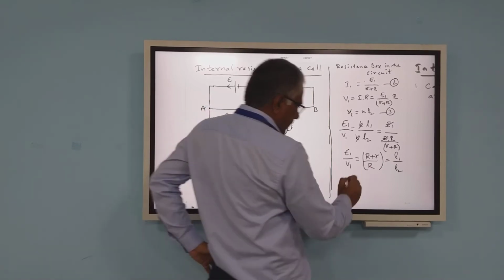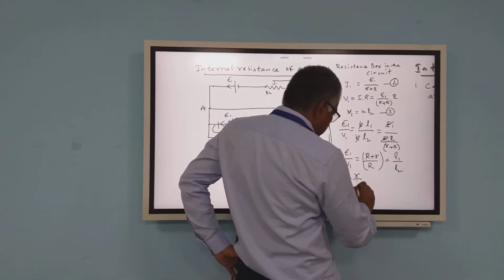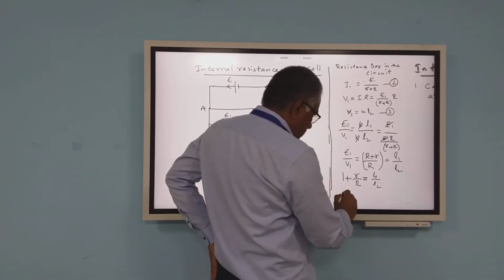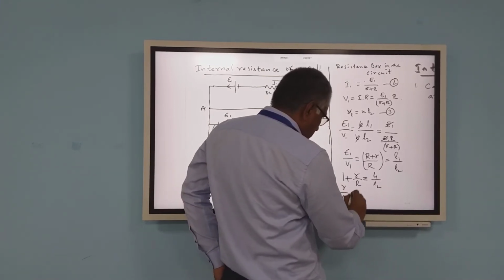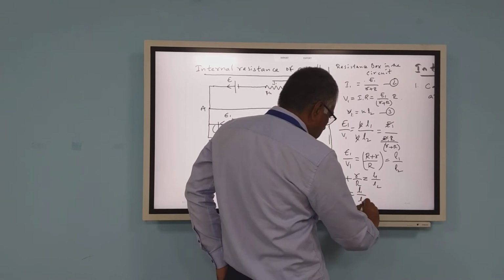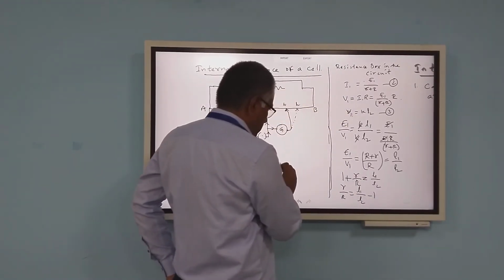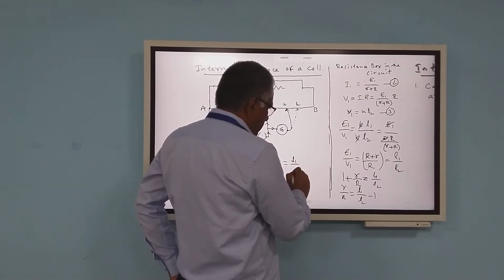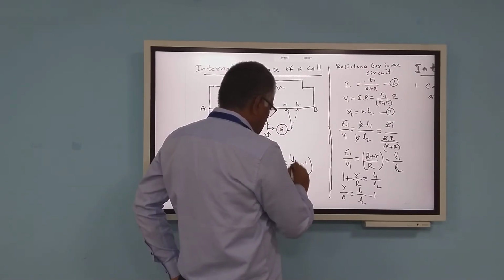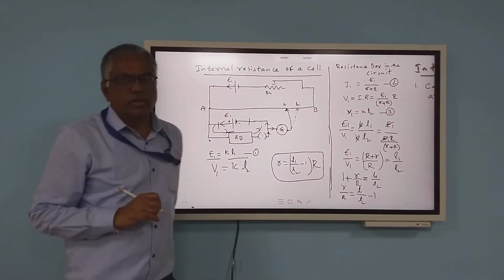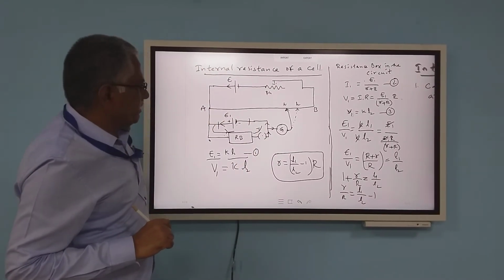Then I can write 1 plus r by capital R is equal to L1 by L2. So r by R is equal to L1 by L2 minus 1, and r is equal to R times (L1 by L2 minus 1). That is how we can find the internal resistance.